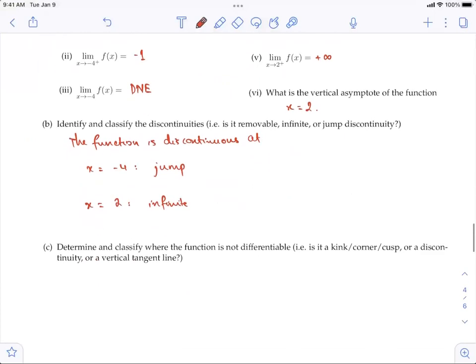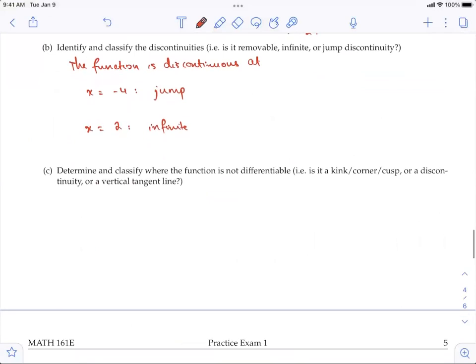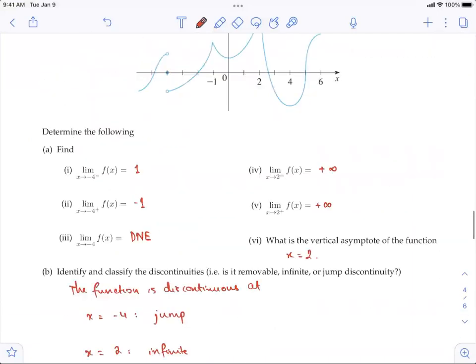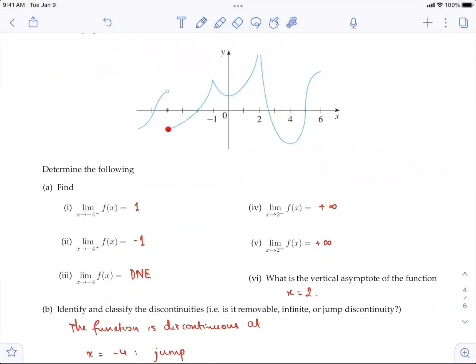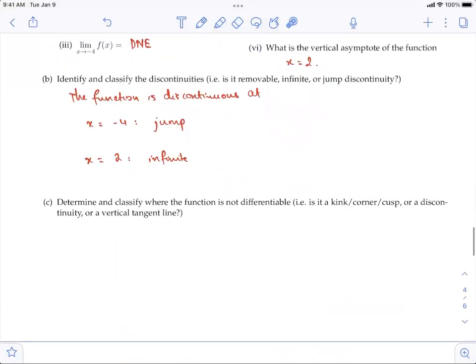Now, the next part is to determine and classify the point at which the function is not differentiable. The function is not differentiable at x equal to -4, at x equal to -1, at x equal to 2, and at x equal to 5. So there are 4 points at which the function is not differentiable.